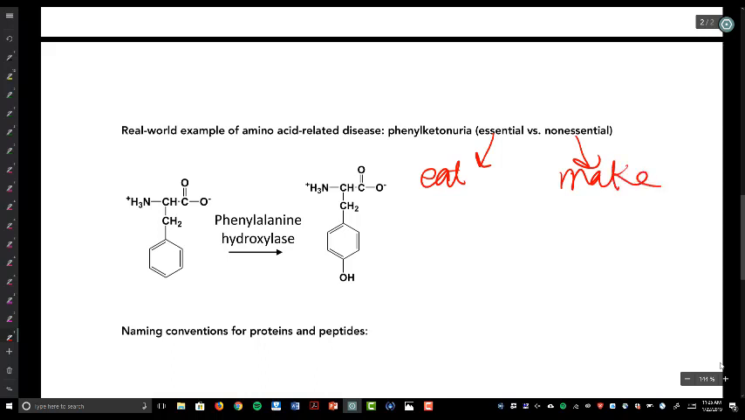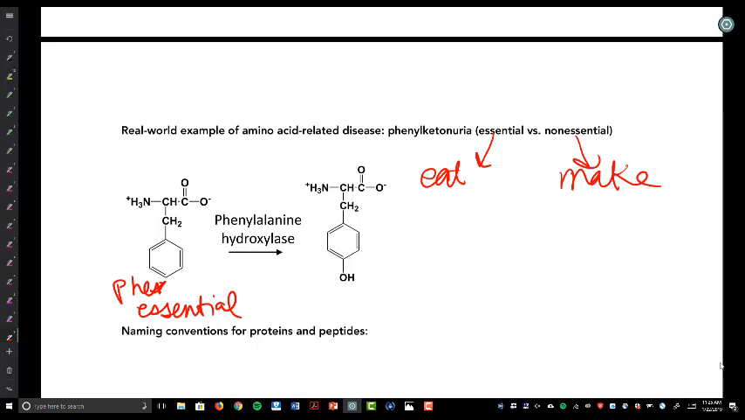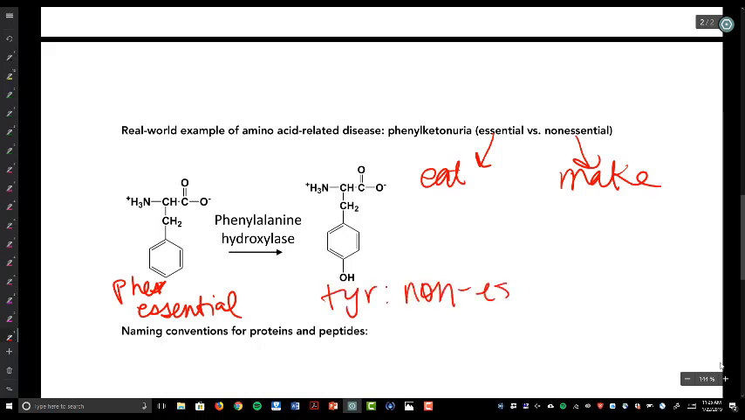And so in our body, it turns out that phenylalanine, or Phe, is one of the essential amino acids. So we have to eat phenylalanine. We can't make it ourselves. But then our body takes the enzyme phenylalanine hydroxylase and adds an OH onto the ring to make tyrosine. So tyrosine is a non-essential because we can make it from phenylalanine.